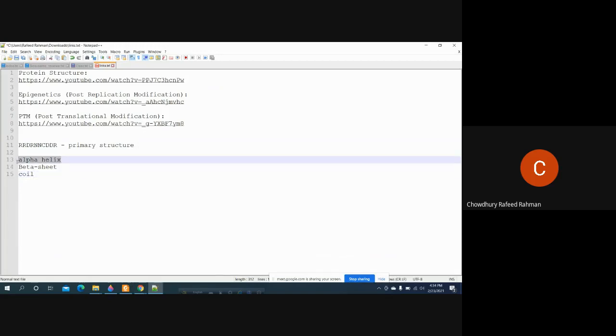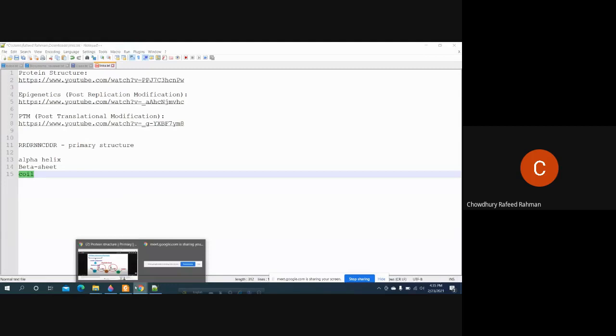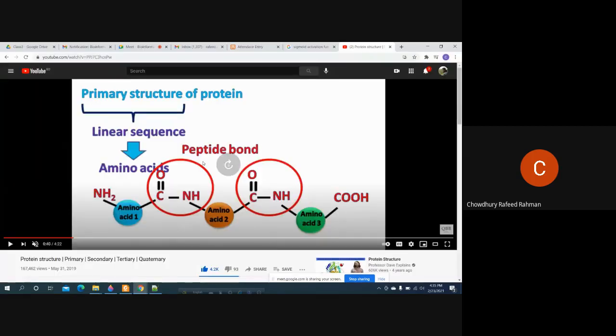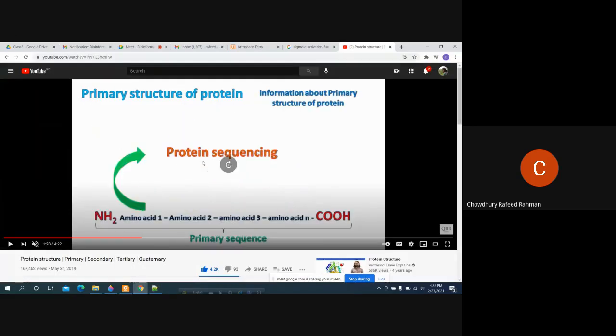Alpha helix is the most common, beta sheet is a bit rare, and coil is actually those structures which we know actually nothing about. We do not know much about coil structures. So let me just show you in picture right here. How do those things look like?